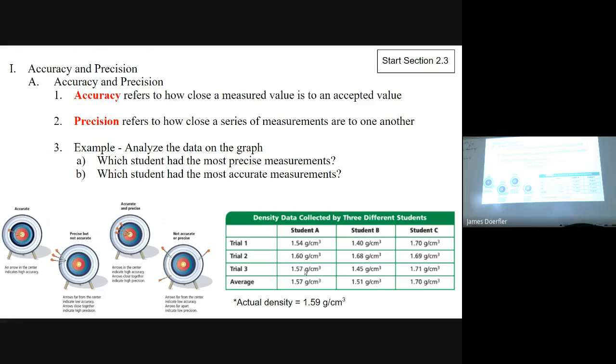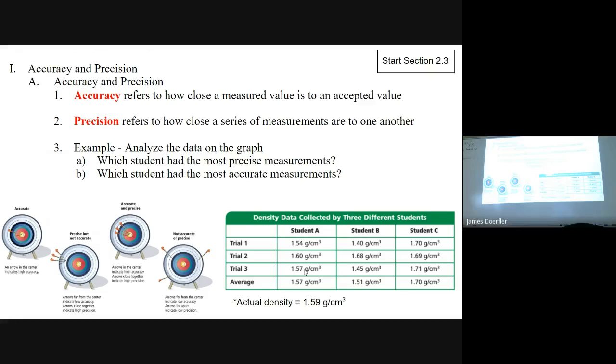nowhere near the target, or the bullseye, okay? But they are grouped together. So after each shot from the arrow, we had the same result. So since we have a grouping of those arrows, we would say that those were precise because they are right there next to each other in value. However, they're not accurate because they are a decent distance away from the bullseye, which is the accepted value.